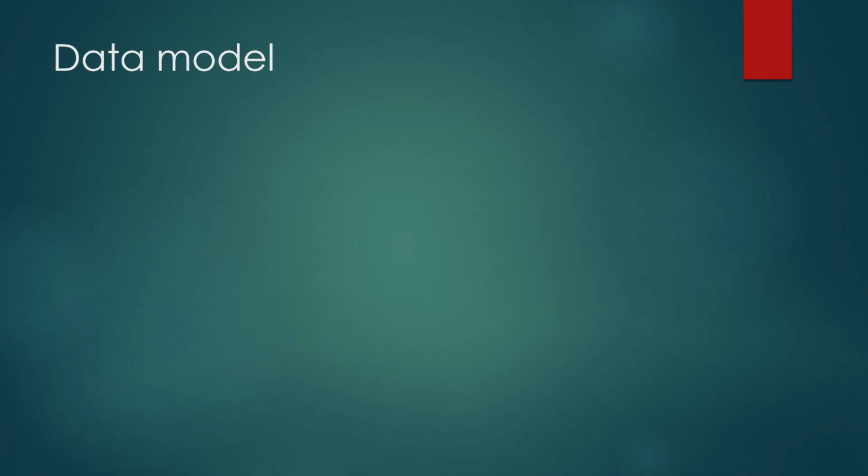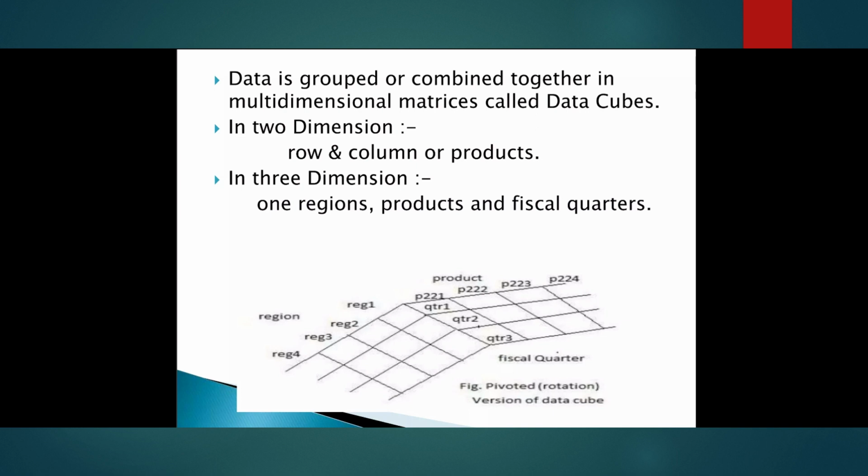Now let's get started with the data cube model. Data is grouped or combined together in a multidimensional matrix called data cubes. In two dimensions, rows and columns, or products. In three dimensions, one region, product and fiscal quarters.